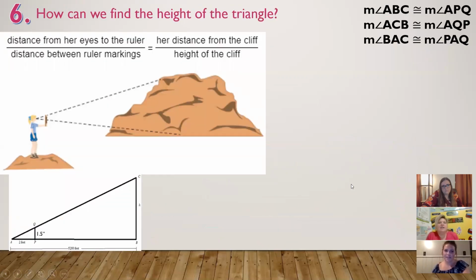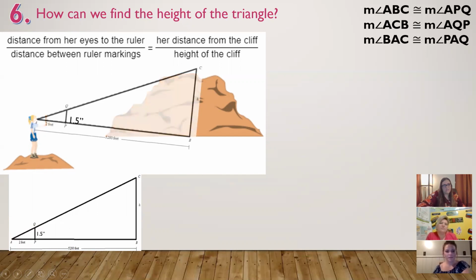And Danielle, bring us home, girl. How can we find the height of the triangle here? So say here's Jenny over here, and we have the distance from the eyes to a ruler, the distance from the cliff, and then this here is going to be the height of the cliff. And here's the triangle to show it right here. We've got the 2 feet, and then of course the height of the ruler is 1.5 inches, and then we're trying to find the height over here inside. I took the triangle and put it in right there.